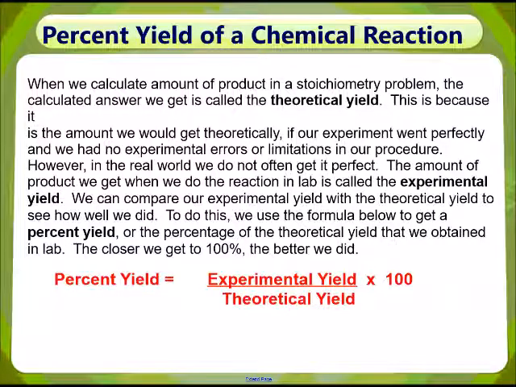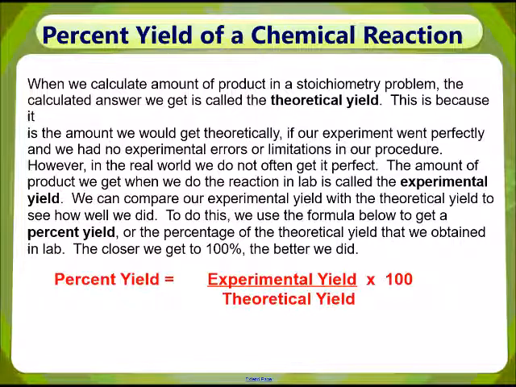All right, chem students, today we're going to talk about percent yield of a chemical reaction. Now, when we calculate the amount of a product in a stoichiometry problem, the calculated answer we get is called the theoretical yield. This is because this is the amount we would get theoretically if the experiment went perfectly and we didn't have any mistakes or any error, or basically a scenario that's not going to happen. Now, the amount of product we get when we actually do the reaction in lab is called the experimental yield. So we can compare our experimental yield with the theoretical yield to see how well we actually did.